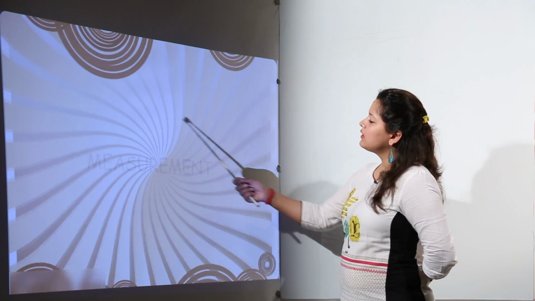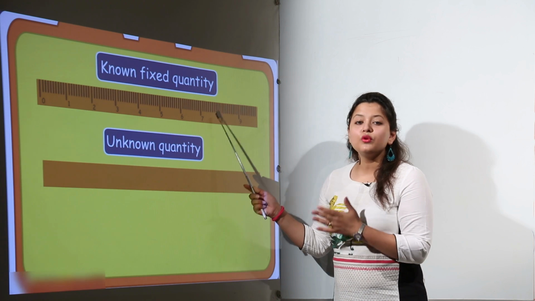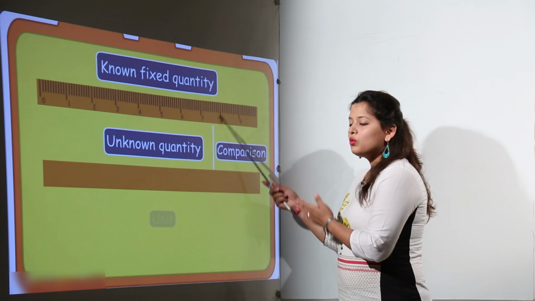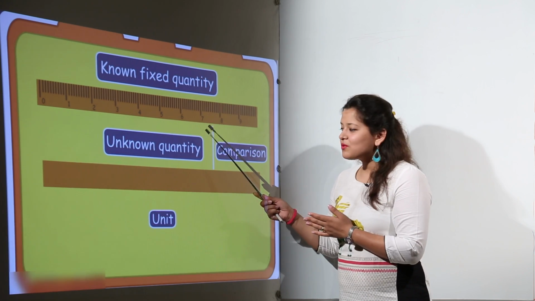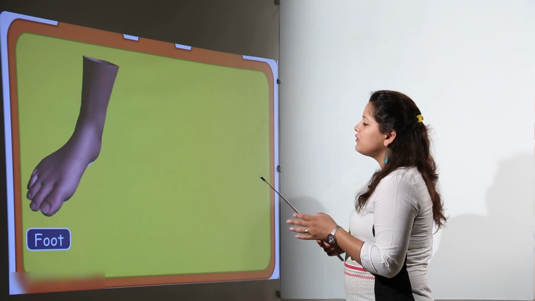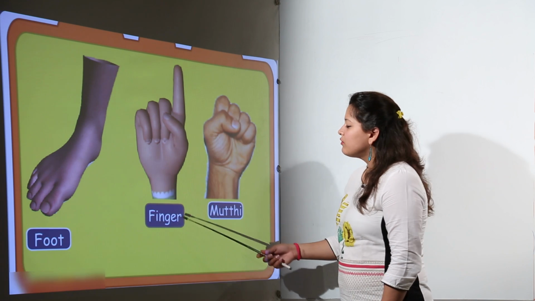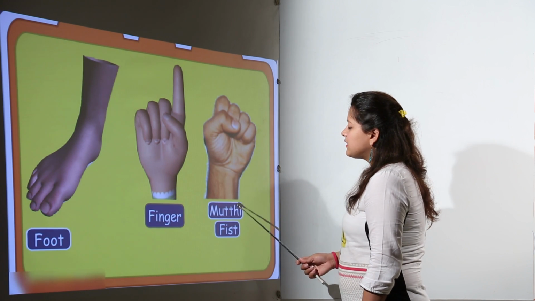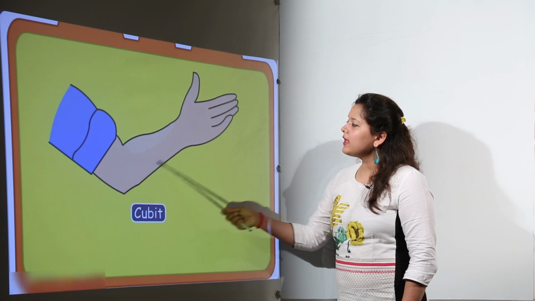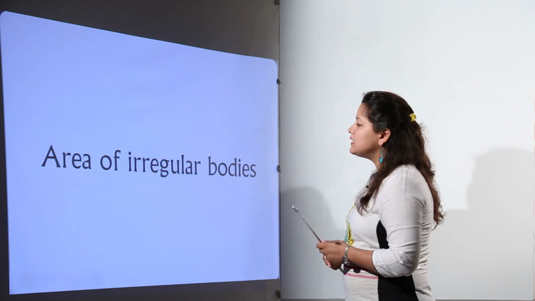Now we know how to do the measurements. What do we do? We always have a known fixed quantity with us and we compare the unknown quantity with the known fixed quantity. That known fixed quantity is known as a unit. So we have specific units for each and every quantity. In earlier days we used units such as the foot, finger, one muthi, that is your fist, or the cubit. Cubit is the distance between your elbow and your fingers. So that used to be the measuring unit in earlier days.